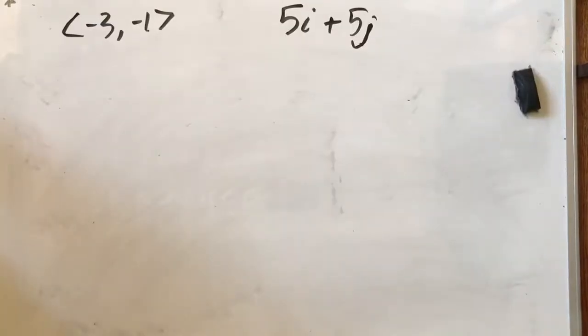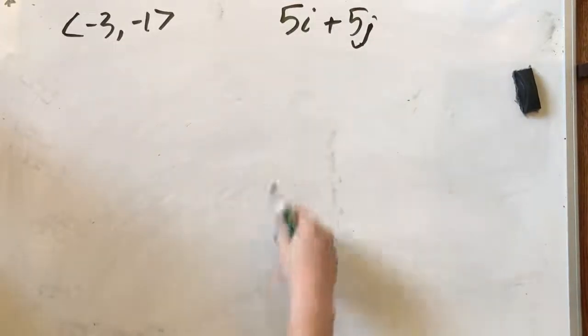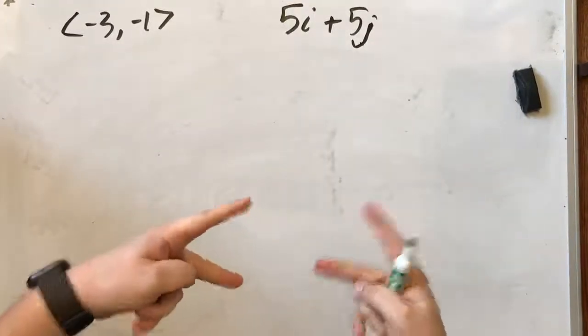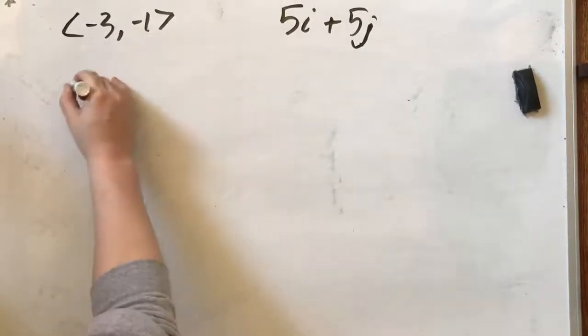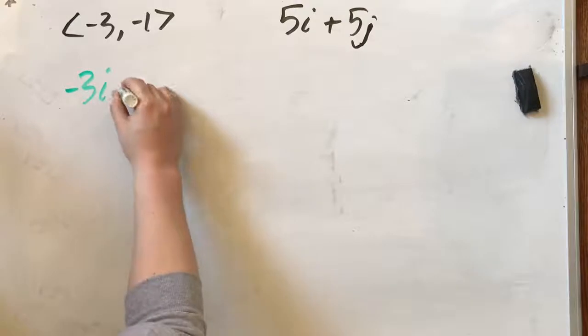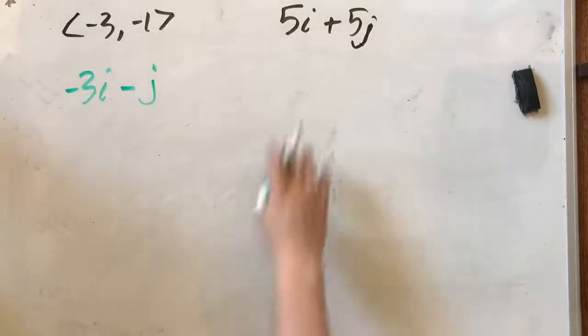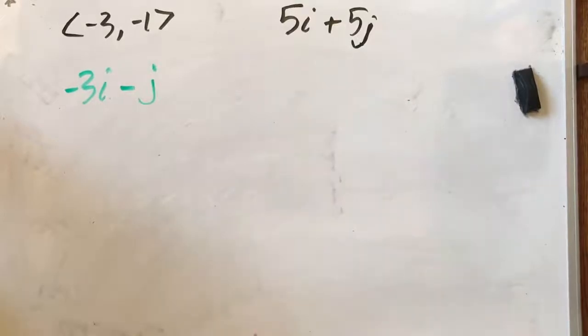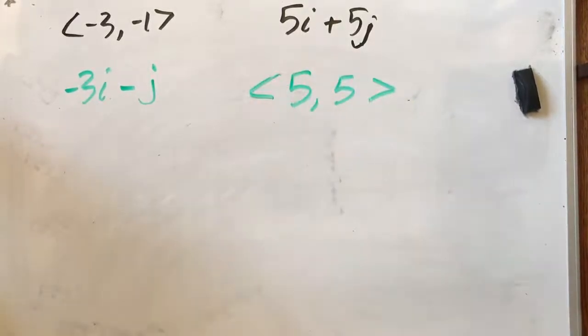All right, now for the hardest examples of the day. I'm going to take this and put it in ij form, and I'm going to take this and put it in the component form, which is when you have the vector brackets. Okay, so for this, I basically just write negative 3i minus 1j. Done. And here I basically just pull the numbers in front of the i's and j's and add the vector brackets around it. Boom, done. Bye.